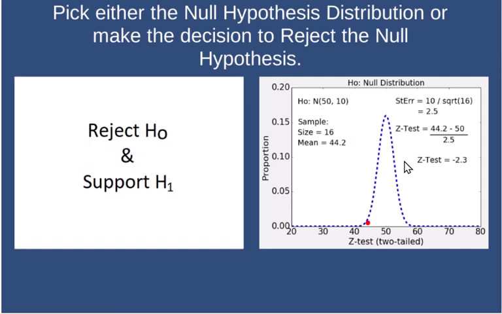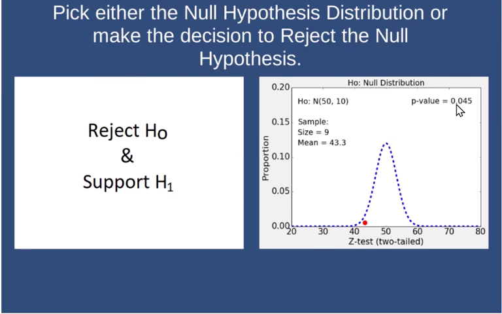This is all about how believable that null hypothesis distribution is. A z-test of negative 2.3, and we're like, not believable. It's beyond that plus minus 1.96. A p-value of 0.045, again, small p-value you reject, a big p-value you get to keep. How big is big? Anything bigger than 0.05 is big, and you retain. This isn't that big, so we reject.